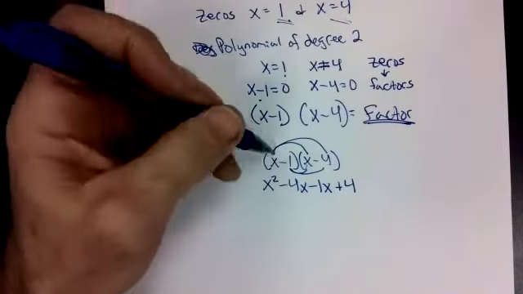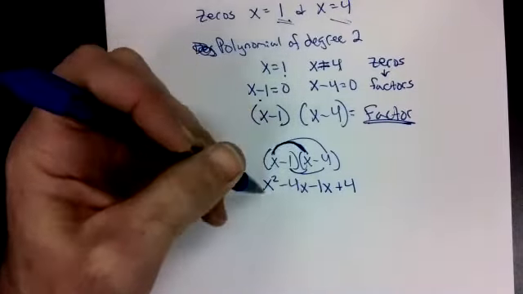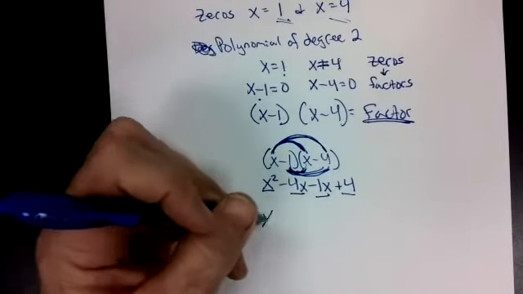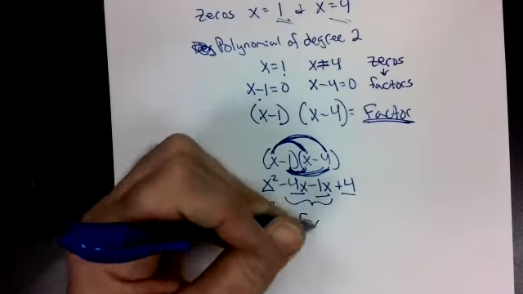So again, we multiply those first terms, that's where that x squared came from. Multiply those outside terms, that's where that negative 4x comes from. We multiply those inside terms, that's where the negative 1x comes from. Then we multiply those last terms, that's where that positive 4 comes from. Combine our like terms, negative 4x and negative 1x is negative 5x.